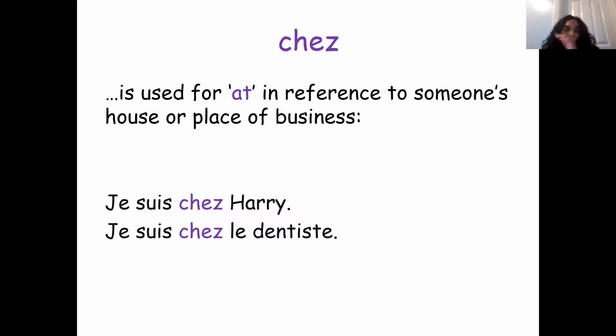Say you're at somebody's house and somebody wanted to know where you are. You're on the phone. Où es-tu? You would say je suis, so I am, chez Harry. I am at Harry's house. Je suis chez Harry. So equally, we would use chez for if you were at, say, the doctor, the dentist, a place of business. Je suis chez le dentiste. I am at the dentist. Okay, so just throwing at in there as well as in.